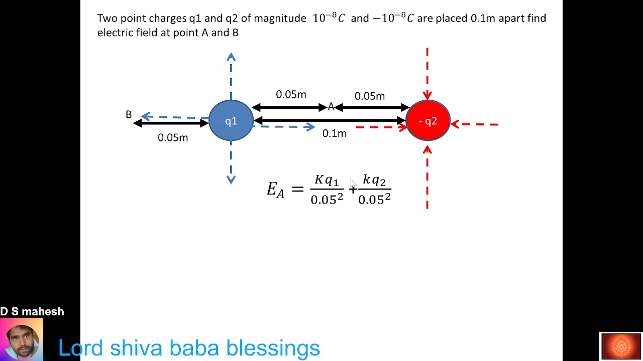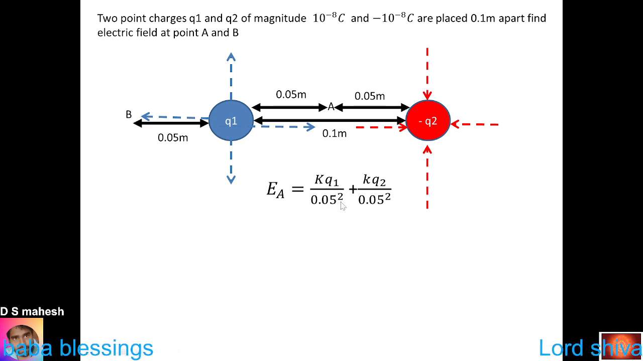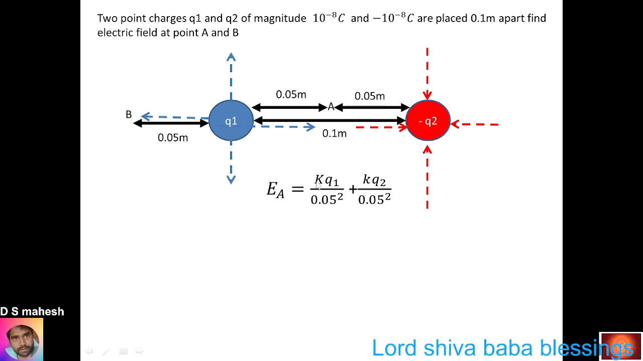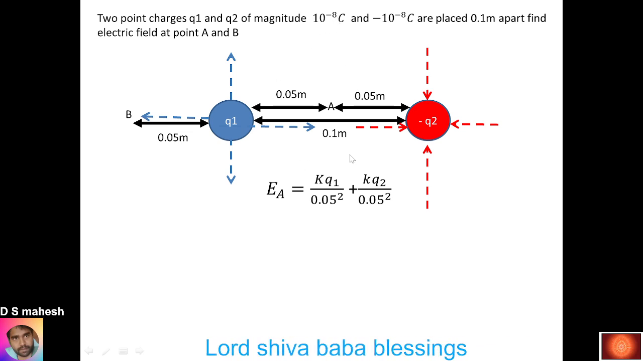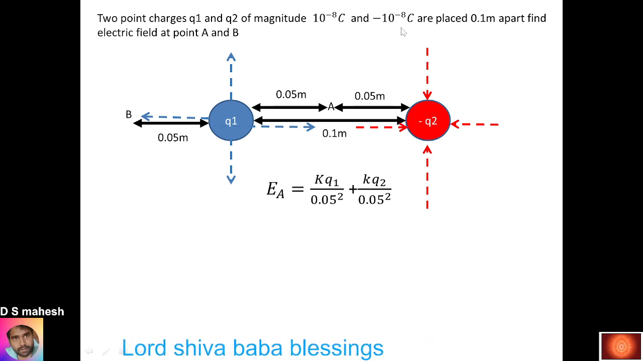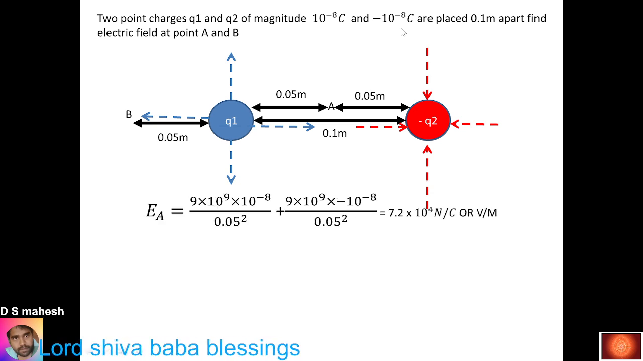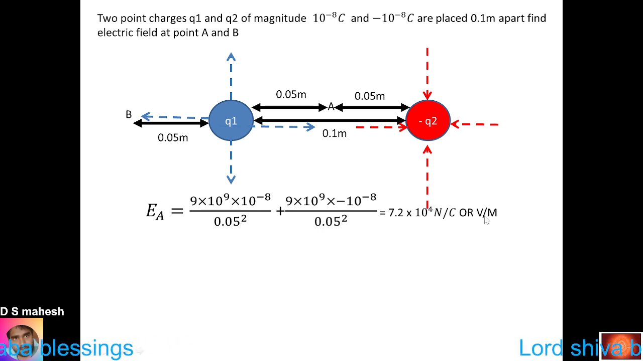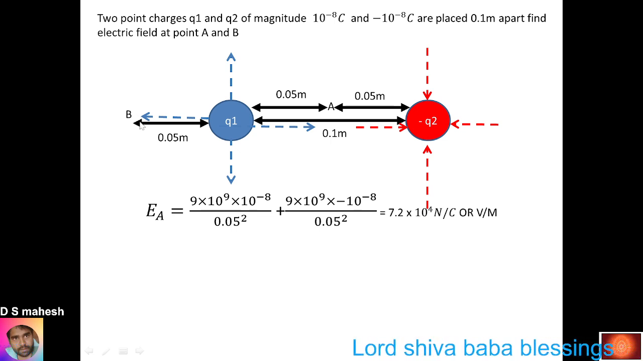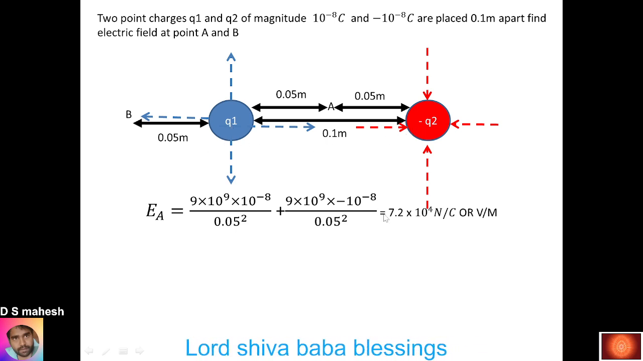So we just need to add the arrows. That would be k into q1 divided by 0.05 square plus k into q2 divided by 0.05 square. Now substitute the value for k. It is 9 into 10 to the power of 9. q1 is 10 to the power of minus 8. q2 is minus 10 to the power of minus 8. So we get the answer as 7.2 into 10 to the power of 4 Newton per coulomb, or volt per meter. Now let us consider point B and try to find the electric field at point B due to Q1 and Q2.